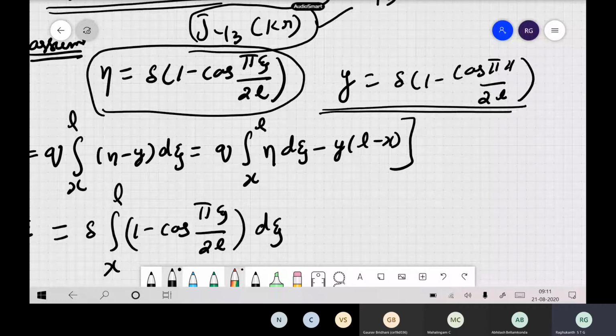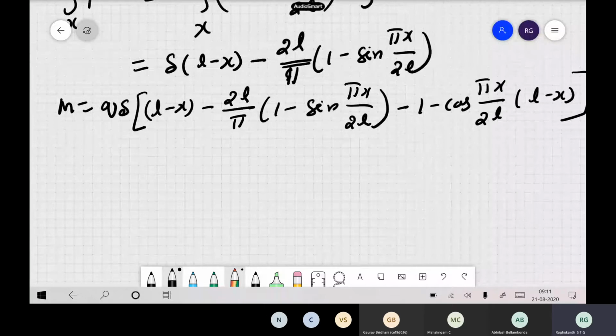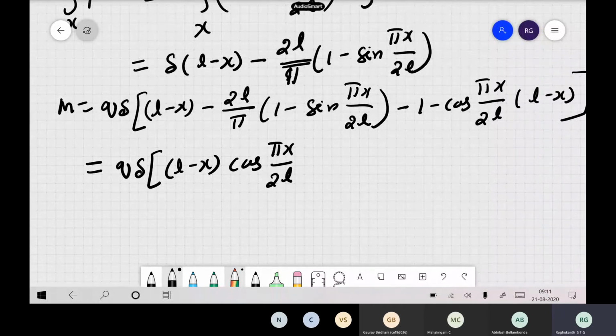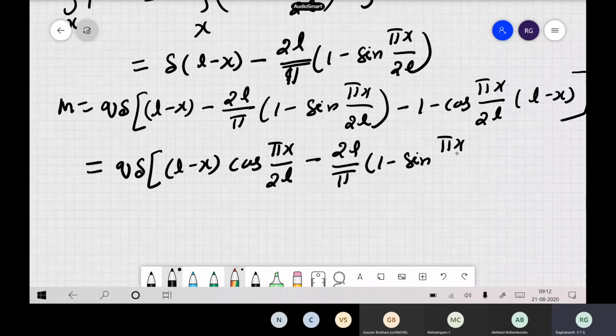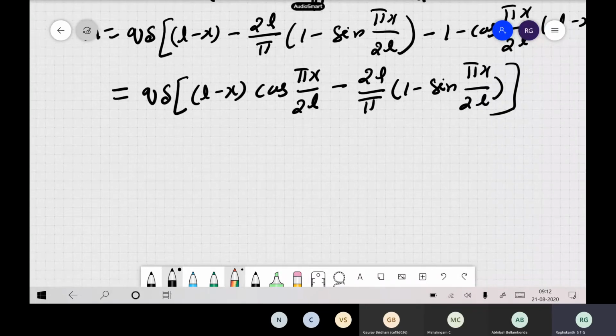So if you assume this to be the mode shape, now you substitute in this expression, so you will get your bending moment. After some simplification, you can write it as q into delta, L minus x cos pi x by 2L minus 2L by pi, 1 minus sine pi x by 2L. So this is your bending moment actually. You are assuming the centroid and your y in terms of some cos function.